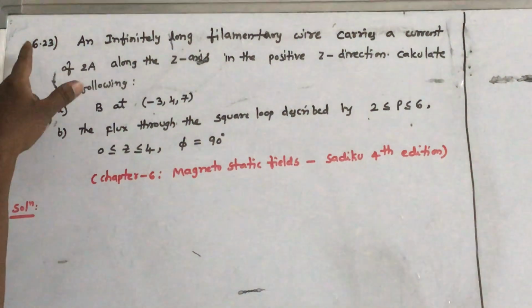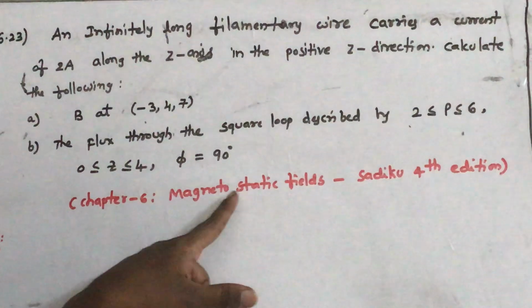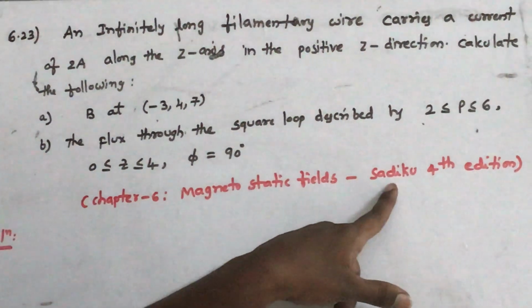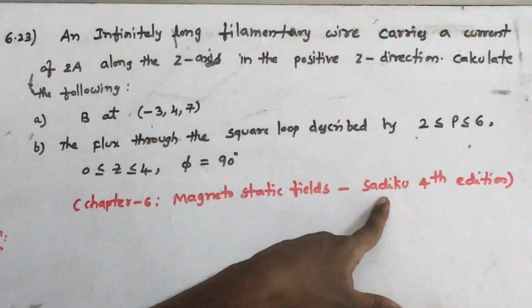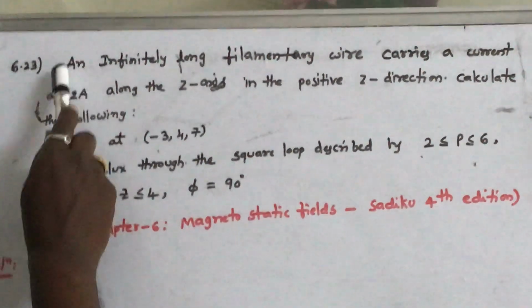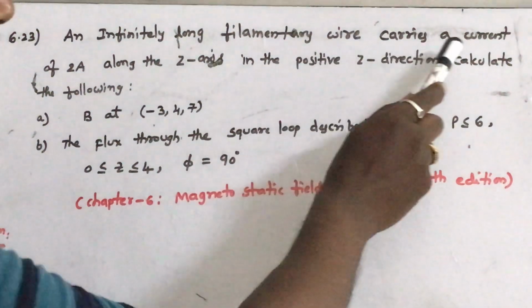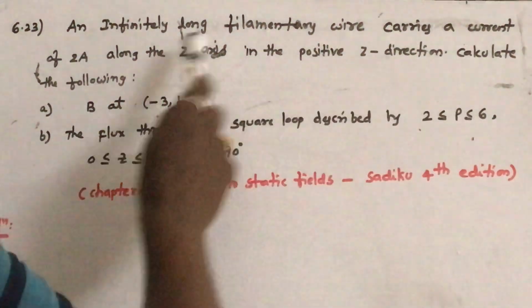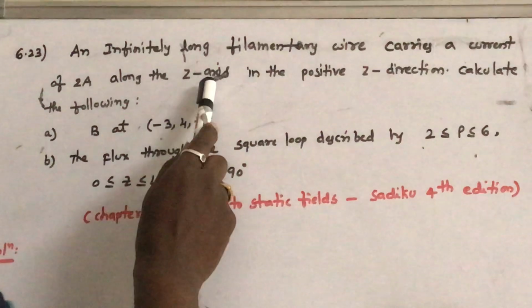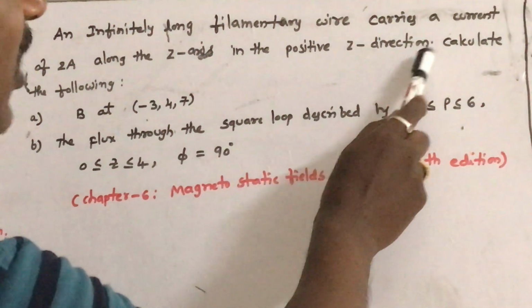Hi, this is problem 6.23 from chapter 6, Magnetostatic Fields, Elements of Electromagnetics by Sadiku, 4th edition. Let us see what this question is. An infinitely long filamentary wire carries a current of 2 amperes along the z axis in the positive z direction.